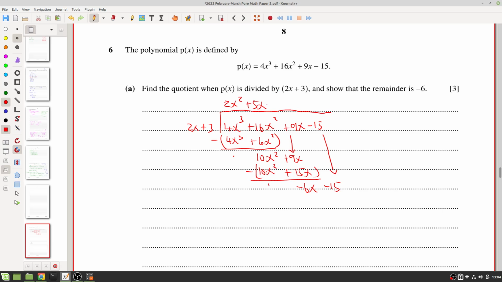So negative 6x divided by 2x is negative 3. Negative 3 times 2x is negative 6x. Negative 3 times 3 is negative 9. And again we subtract. So this cancels out. And then negative 15 minus negative 9, so plus 9. Negative 15 plus 9 is negative 6. And that is our remainder. Since this has no x's, it is now a smaller exponent of x than this term, so we stop here, we can't divide any further. So this is our remainder. And here at the top, this is our quotient.